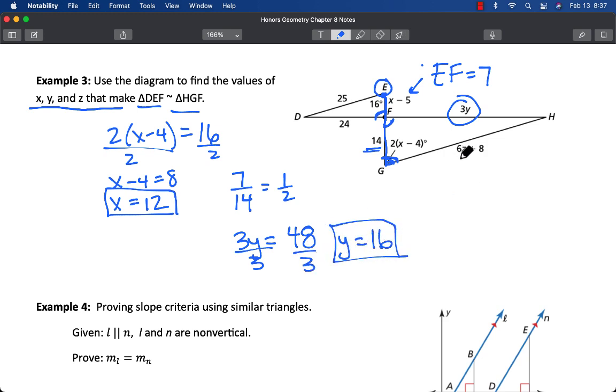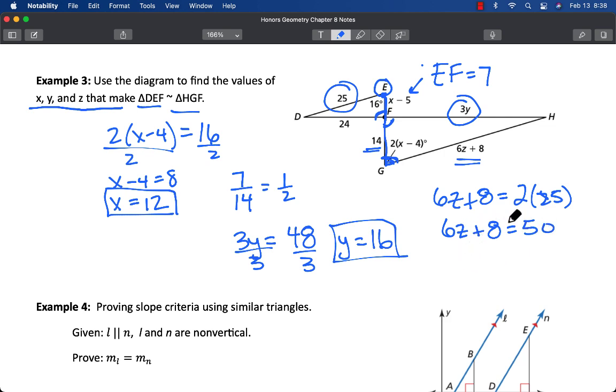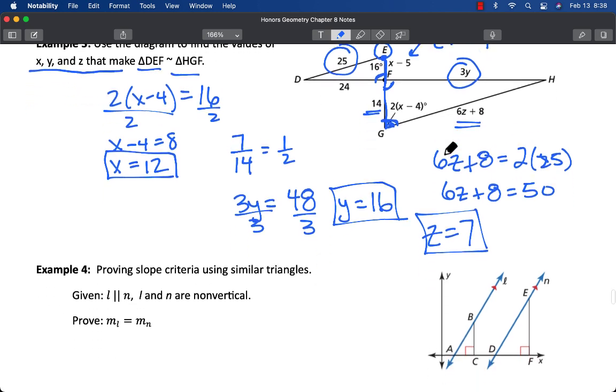And then finally, 6z plus 8 has to be equal to twice the size of 25. Twice 25 gives me 50. So 6z plus 8 must be equal to 50. You solve for z by subtracting the 8 and dividing by 6. You should get a z value of 7. So we're just using similar triangles and the idea of proportionality to find those missing measures.